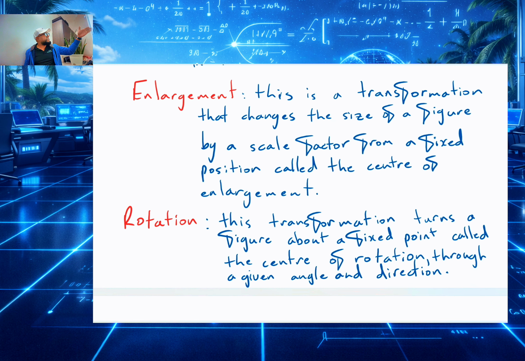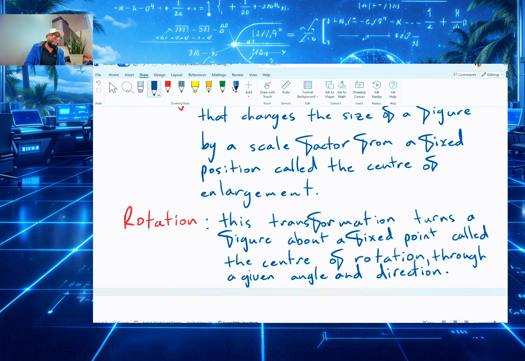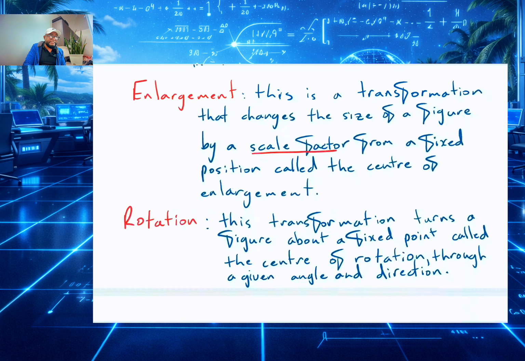So now we have enlargement. This is a transformation that changes the size of a figure by a scale factor. See that word, scale factor? Very, very important, right? By a scale factor from a fixed position called the center of enlargement. So these are the two most important things when you're dealing with an enlargement. A rotation basically turns a figure about a fixed point called the center of rotation, very important, through a given angle and direction, direction being clockwise or anti-clockwise.